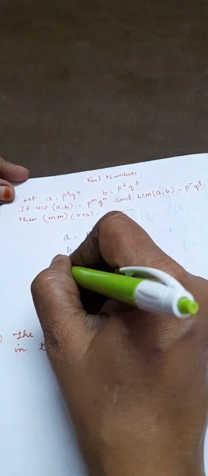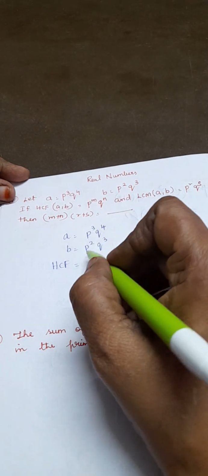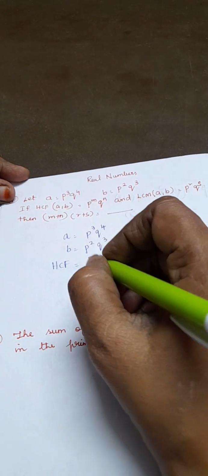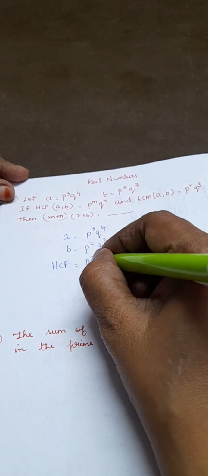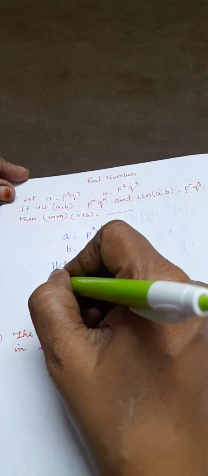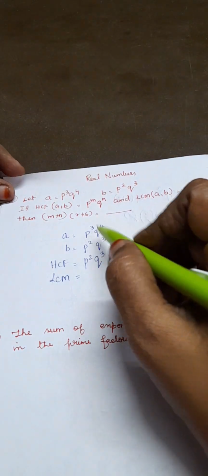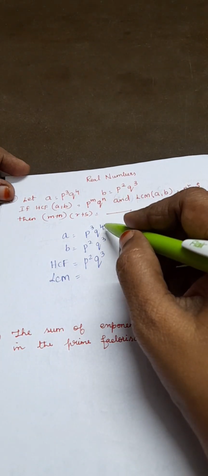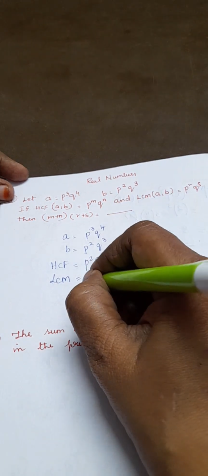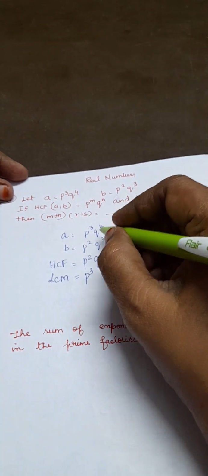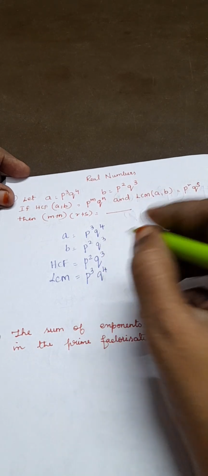And what is HCF of A and B? HCF of A and B takes the smallest power. P cube and p square, the smallest power is p square. Q power 4, q cube, the smallest power is q cube, right? LCM will be the largest powers, that is the biggest power. If you take p cube, p square, p cube is the biggest one, so you take p cube as LCM. Q cube, q power 4, q power 4 is the biggest, right?